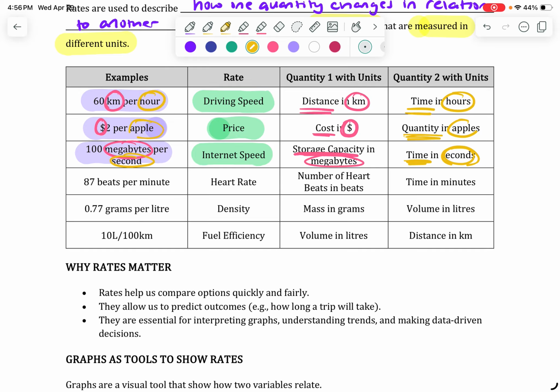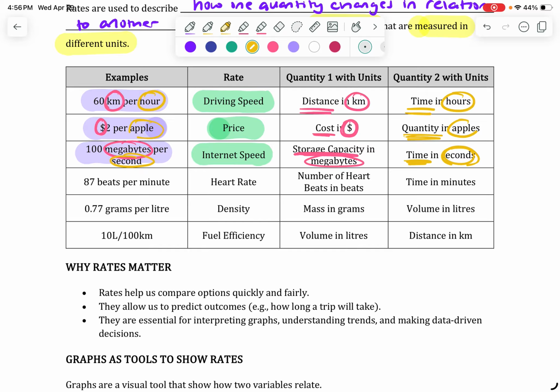And last one, 10 liters per 100 kilometers. That's actually measuring something called fuel efficiency. So if you look at purchasing a car one day, they will often tell you the fuel efficiency of that vehicle, assuming that you're not buying electric. And that is measuring the change in the volume of liters of fuel compared to the distance in kilometers that you were driving.